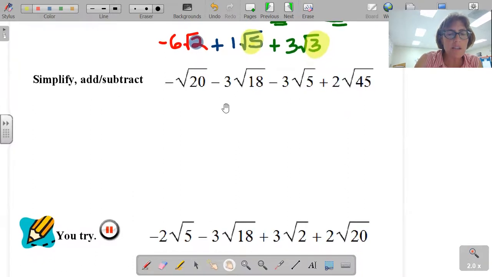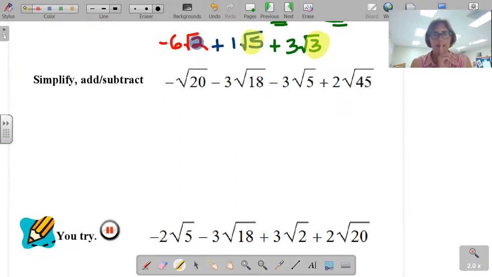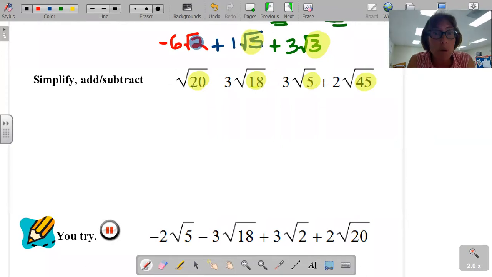Now, taking a look at this problem, it looks like nothing matches. So you're like, I can't collect like terms. There's nothing alike. However, notice some of these radicals can be simplified. So you always want to simplify everything before you add or subtract.